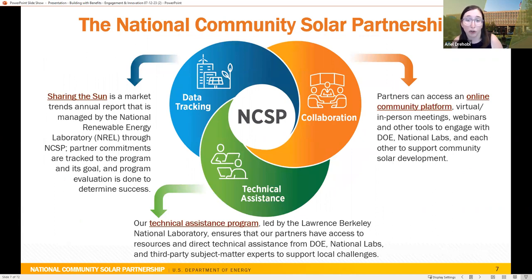We at the National Community Solar Partnership aim to support stakeholders on community solar through these three areas listed here: our market data and analysis, our online community platform, and our direct technical assistance program. If you are not yet a National Community Solar Partnership member, I welcome you to please join us on our online platform where you can apply for technical assistance, engage in peer learning with other stakeholders, and find available resources from the Department of Energy and our partners. My colleague Anna just dropped a link in the chat for you to register.